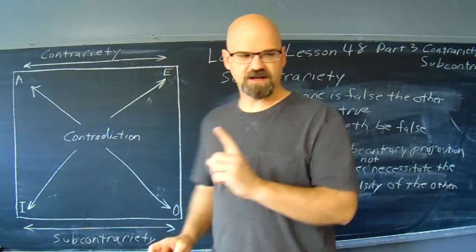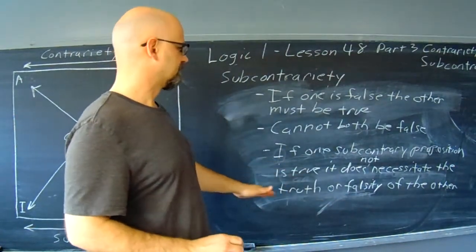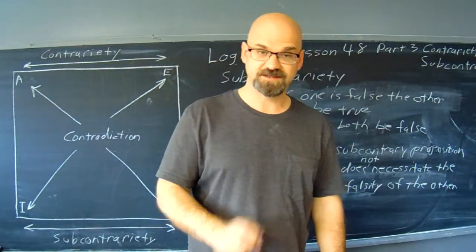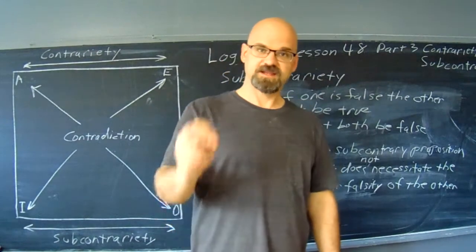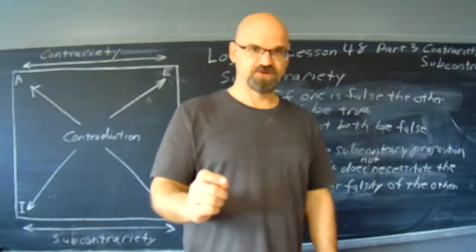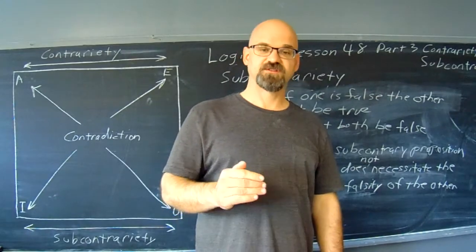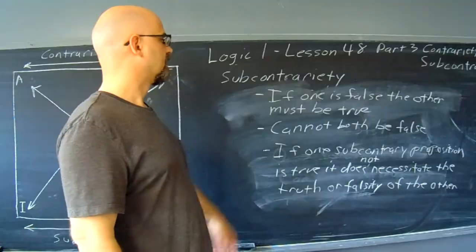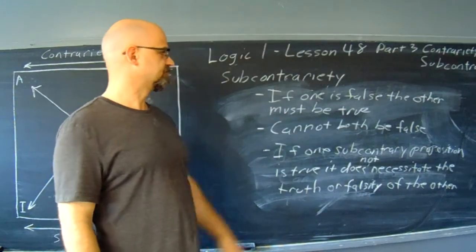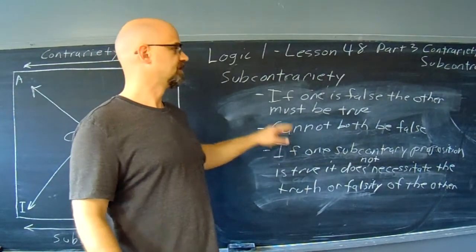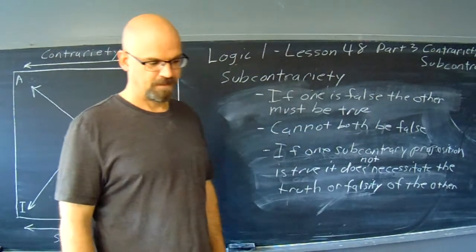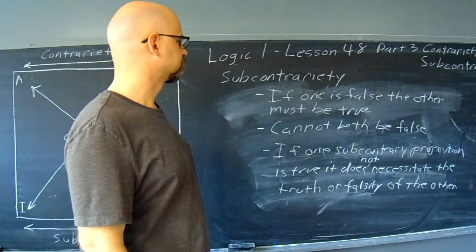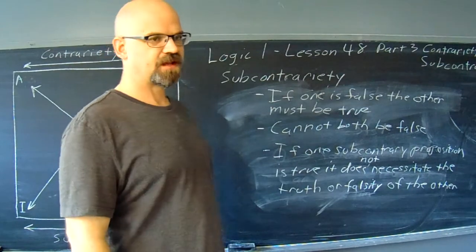Because I want to make sure I'm thinking correctly here. Just because it's true doesn't mean it's going to be false. It can be, doesn't have to be, but it can be. So in this situation, we have true and false. We're still following the rules, okay? Because if one is false, the other must be true. They can't both be false, they can both be true, but they can't both be false, okay? So if the one is true, then the other can be true or false.